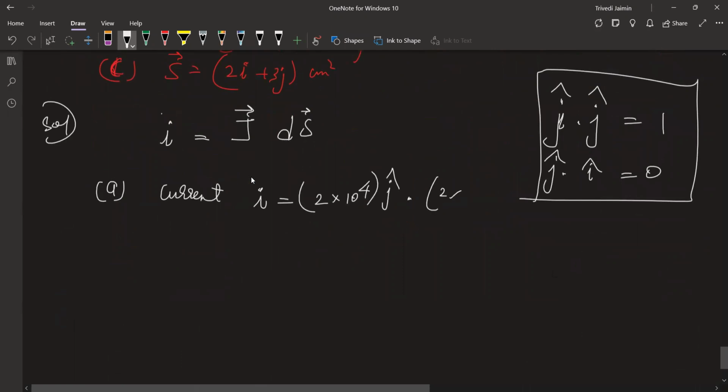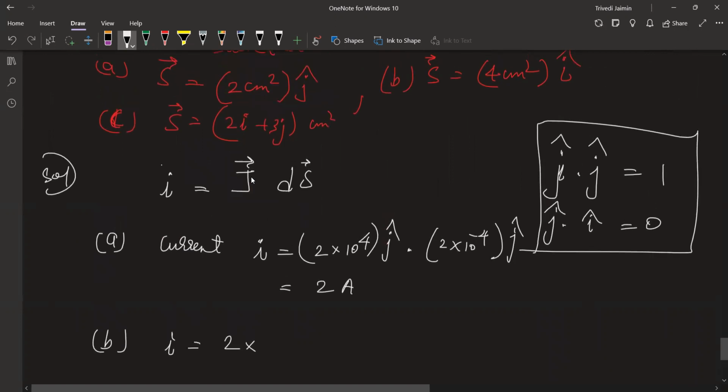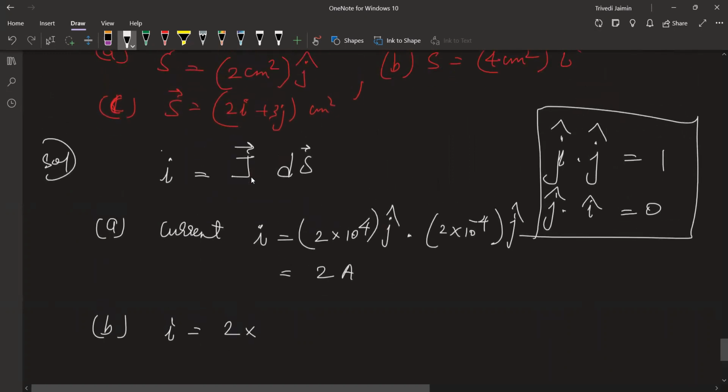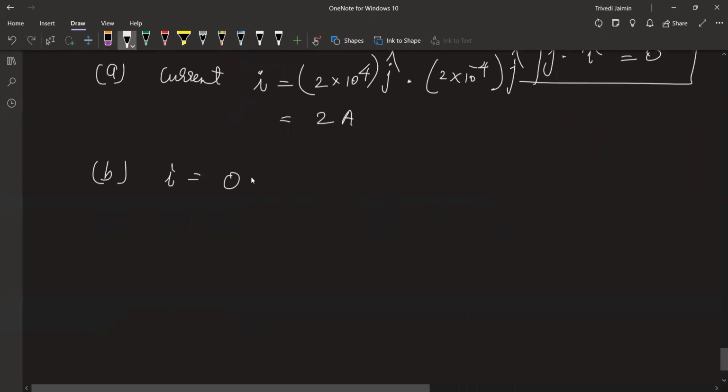Dot minus 4 J. So J into J is 1. So 2 ampere. 10 to the power 4 and 10 to the power minus 4 will be, B, 4I. Okay, anything, let it be. No need to write here. 4I means 0. C.